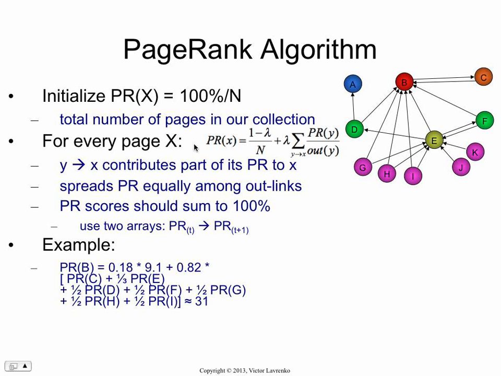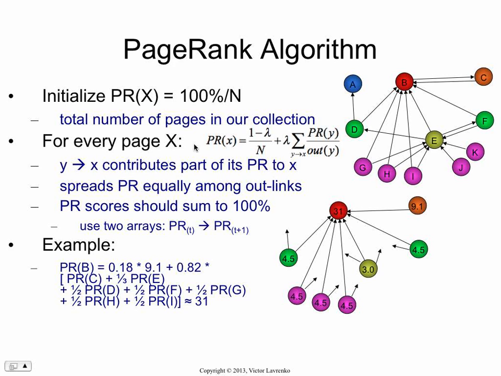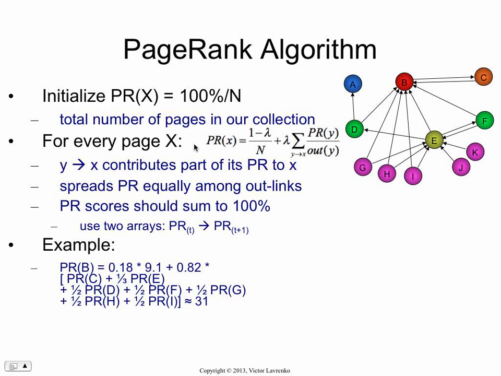Right. So this is the fraction of PageRank that comes from the random hop. It's 1 minus lambda times 1 over n, that part. And then you have plus lambda times the contributions that node B is going to receive from all of its neighbors. And what are these contributions? At iteration 1, all of the nodes are initialized to 9.1% initial PageRank, right? That's just 1 over n, that number right there.